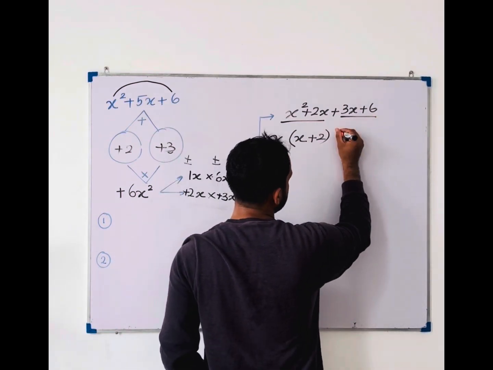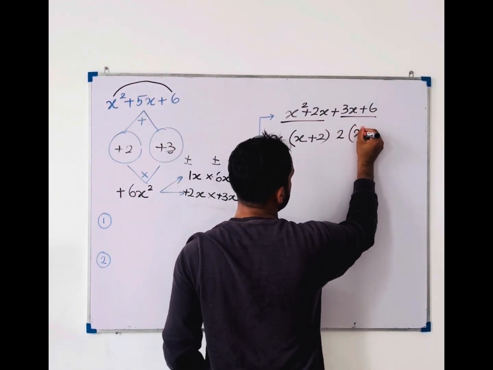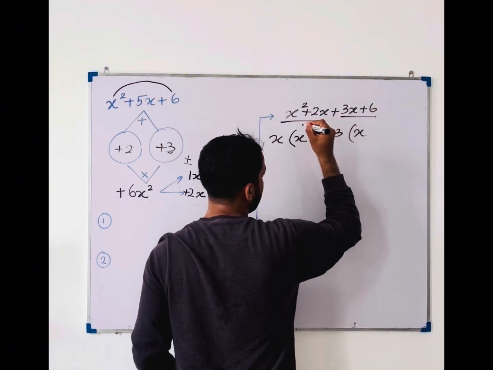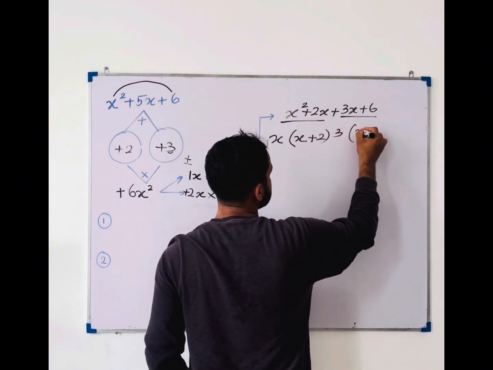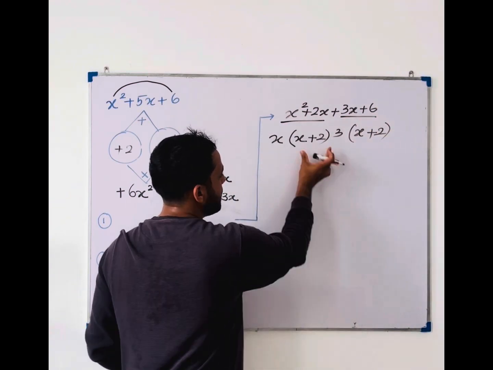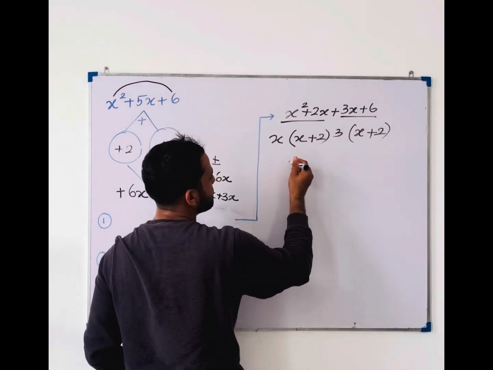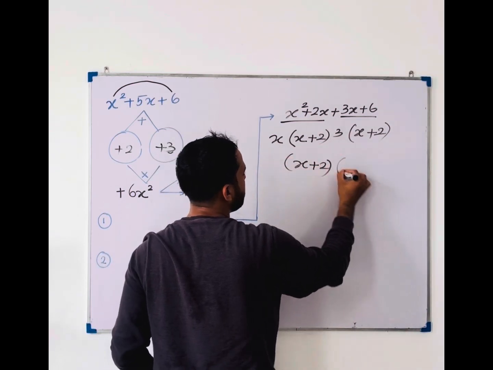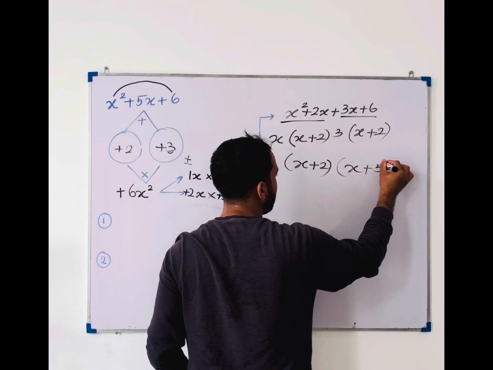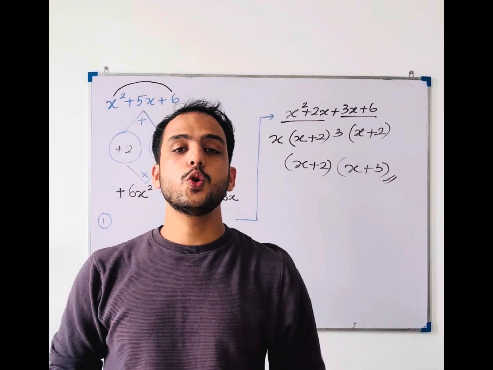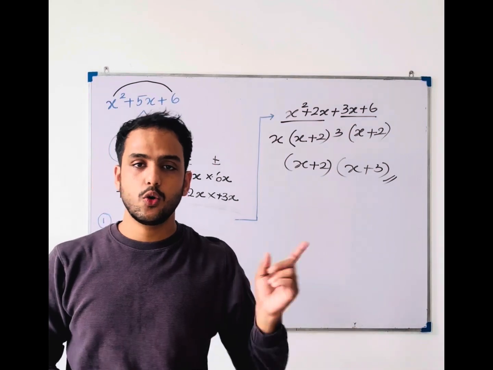Do the same thing here. You can see the common term is 3, sorry, my bad. So 3 into x, plus 3 into what will give you 6? 3 into 2. Now you can see here x plus 2 is common. We take the common term out and then we put the other factor in, that is x plus 3. Right, there you go guys. That's how you factorize a trinomial quadratic expression.